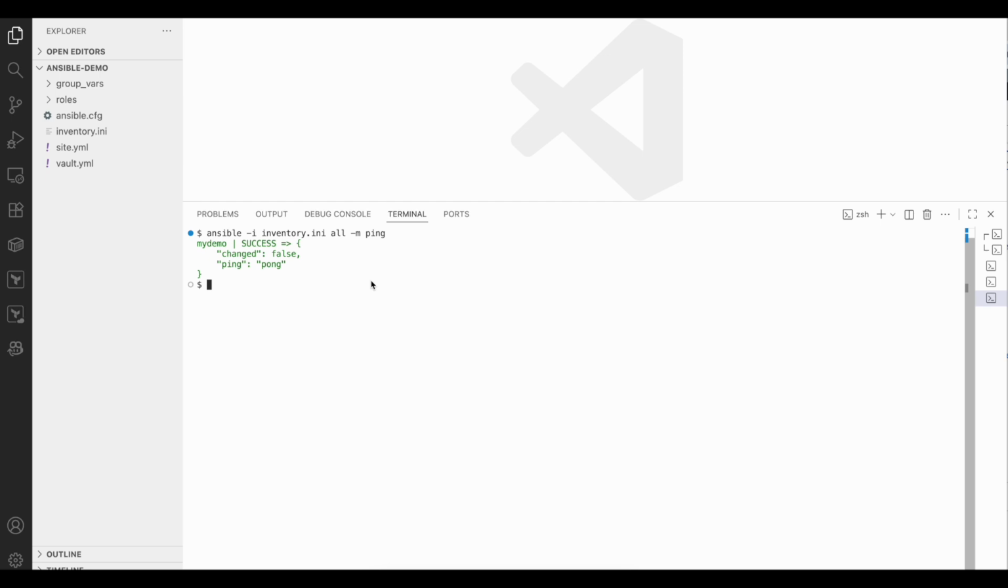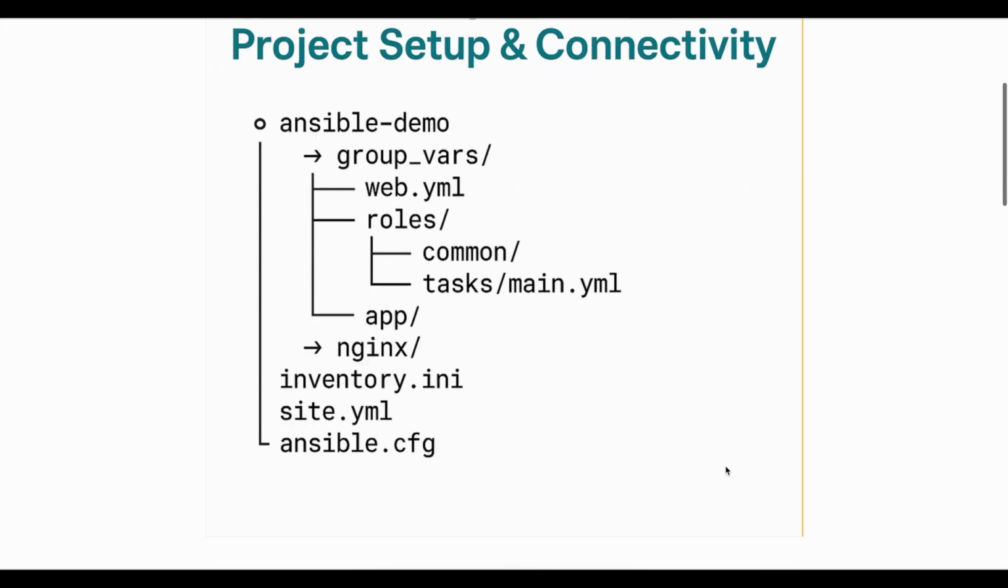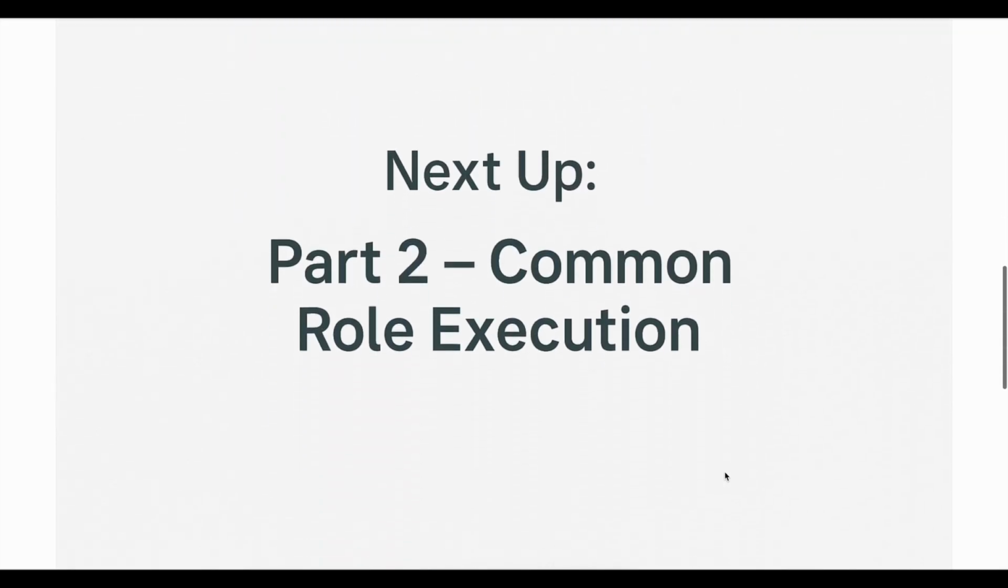So, that was our quick project walkthrough. We have set up the structure, verified our inventory and confirmed connectivity. In the next part, we will start executing our roles and see Ansible in action step by step.